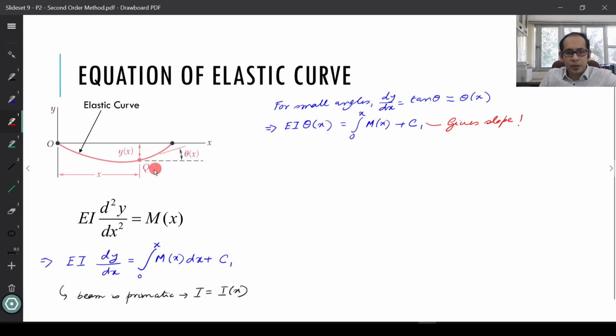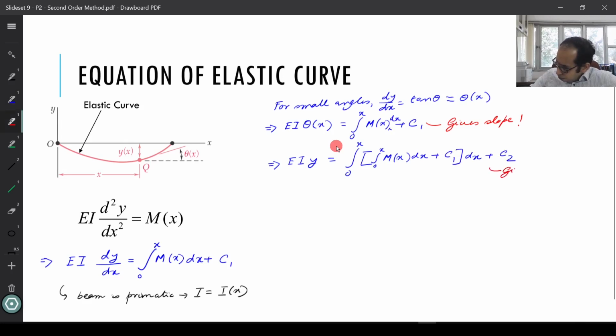So once we have this expression for the slope, if we integrate it one more time, remember theta is nothing but dy/dx, we are going to get the expression for y, which is the deflection. So let's do that. So this one gives you the deflection. Now you see in this equation, you have two constants of integration. So C1 and C2 are the constants of integration.